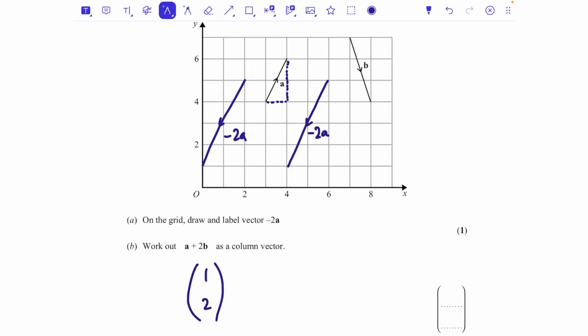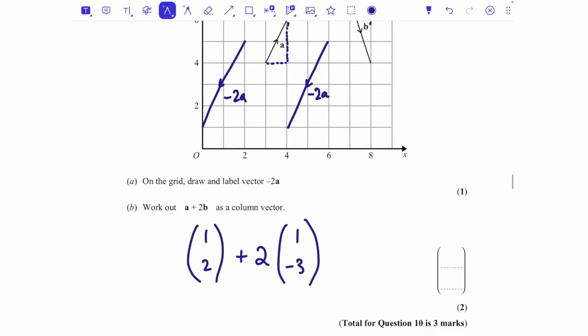And the vector b is 1 right and 3 down. But I want 2 of them. So 1 right and 3 down. 1 right, 2 up. 1 right, 3 down. Yeah, lovely. So then I've just got to work that all out.